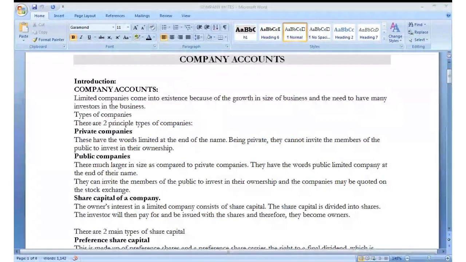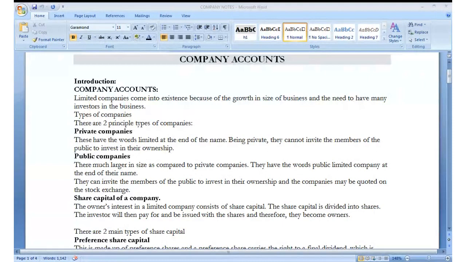Then you have public companies, and we are told that they are much larger in size compared to private. And they have the words public limited company at the end of their name, so that is a differentiating word. They can invite members of the public to invest in their ownership, and the companies may be quoted on the stock exchange. So, in public companies, they can invite members of the public to buy shares of that company. And being quoted on the stock exchange, again, this is something that we're going to discuss in detail in semester 4 in business finance. It means that your shares can be traded at, in our case, Nairobi Stock Exchange.